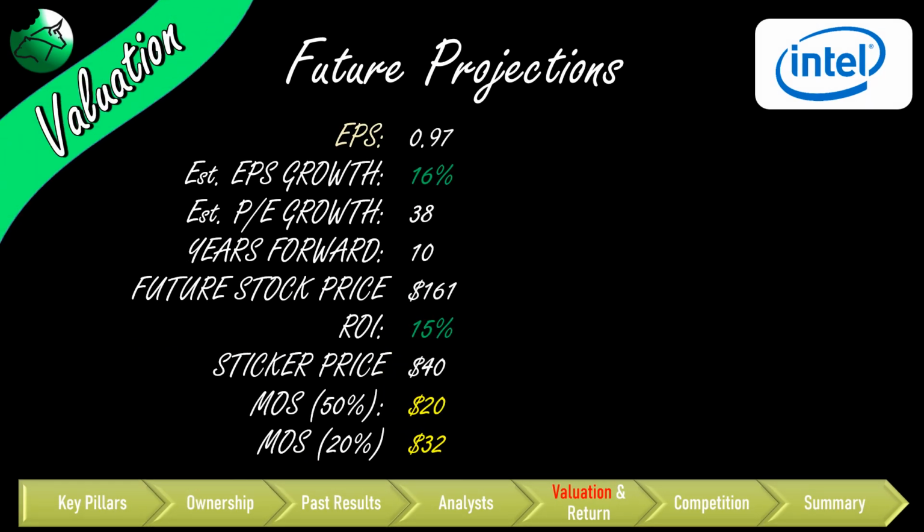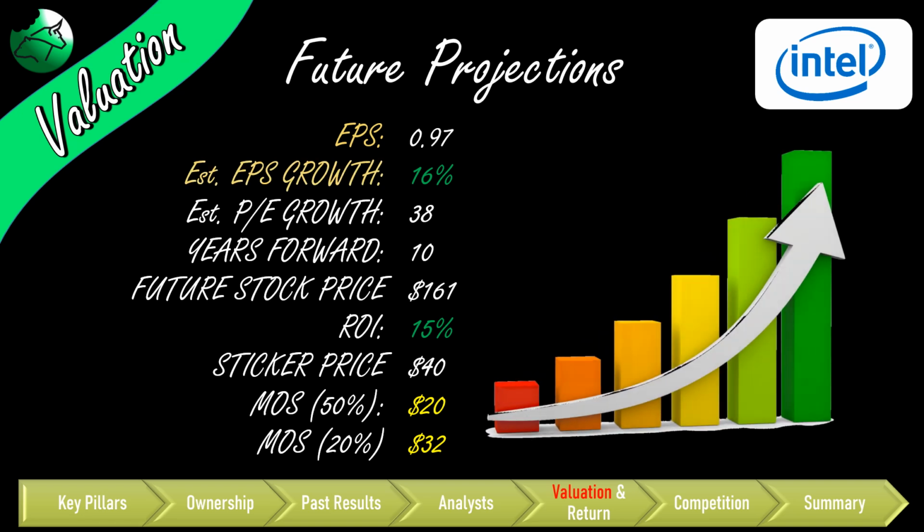So I'm going to use the current earnings per share of 0.97 as my starting point when creating a valuation. Based on a combination of past growth and future analyst predictions, I'm going to estimate the earnings per share growth will be about 16%. I'm going to give Intel a PE of 38. After that, I'm going to project these numbers forward by 10 years. This gives me an estimated future share price of $161 per share.